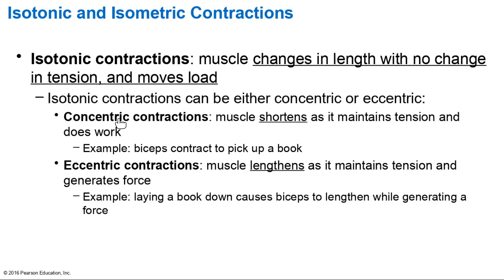Concentric isotonic contractions are the contractions we really have been talking about. This is when you do have a shortening of the muscle, okay? And it's going to develop tension, and it's going to maintain the amount of tension needed to do some sort of work. This is why it says up here with no change in tension.